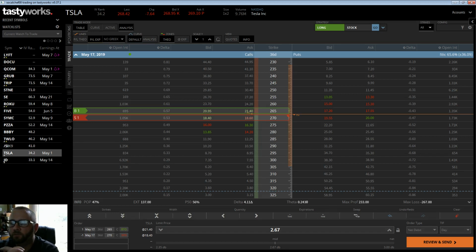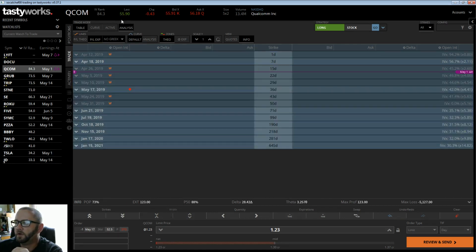You'll hear me talk about IV, and you can see it up on Tesla. I'm gonna throw up Qualcomm though. Right here, you see 84%. Now, when you do a credit spread, you want the options to be as expensive as possible because you are collecting money up front. So you want to be able to collect as much of that as you possibly can.